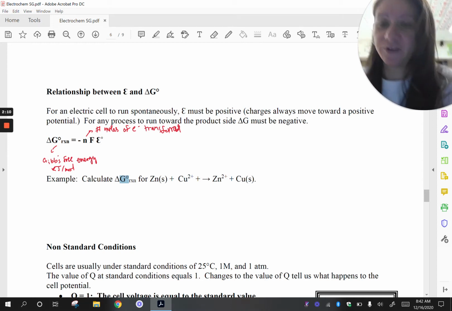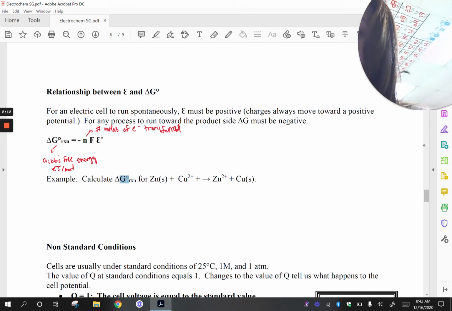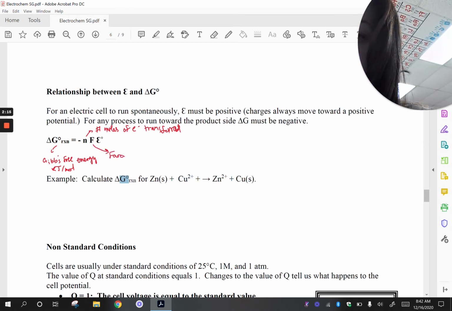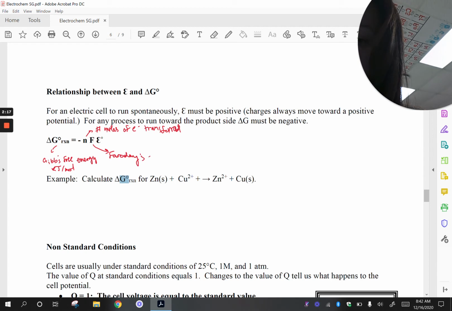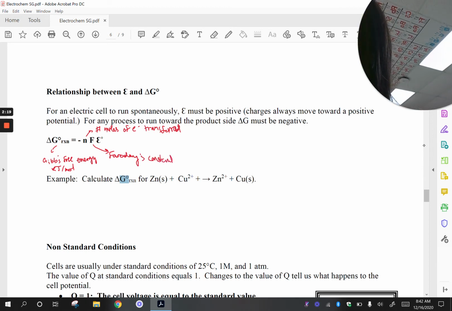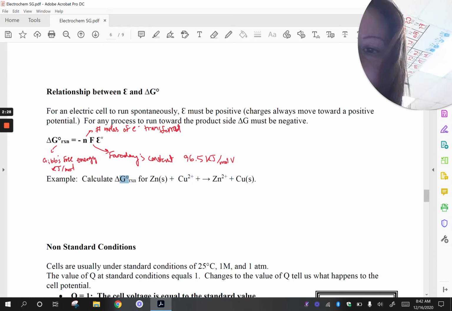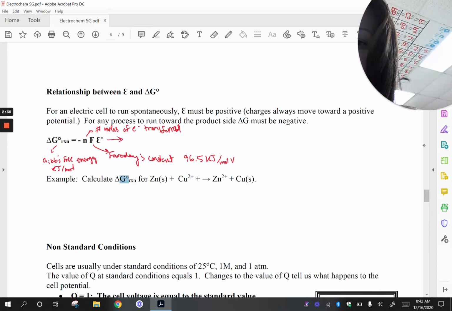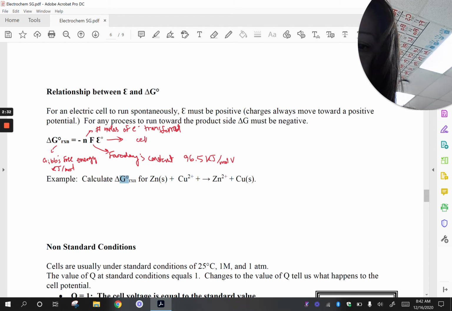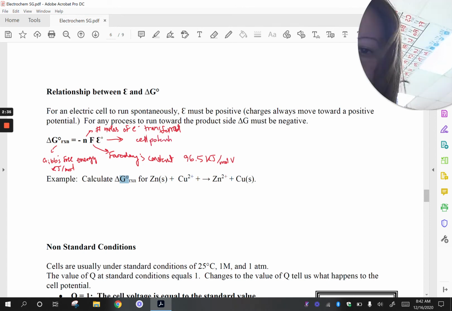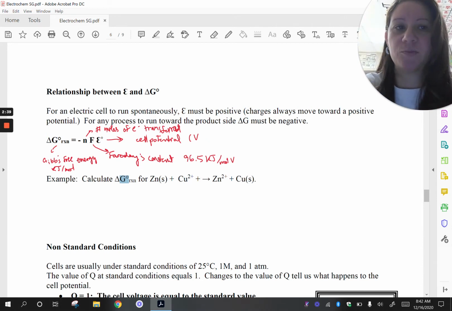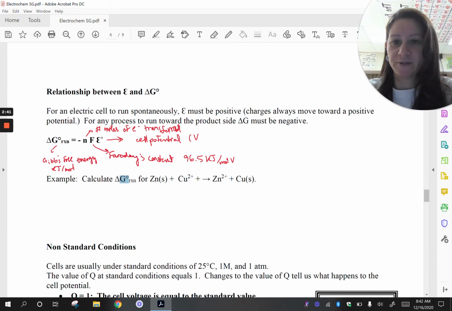Then F is Faraday's constant, which is equal to 96.5 kilojoules per mole volt. And then E is, of course, your cell potential, and it's measured in volts. And remember, the little degree sign just means that you're at standard conditions.